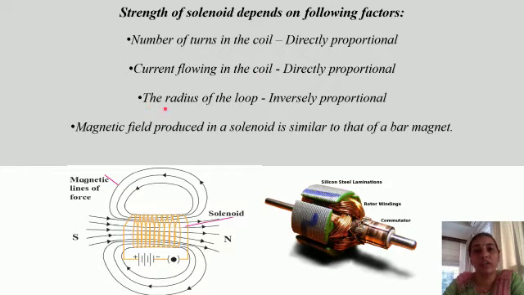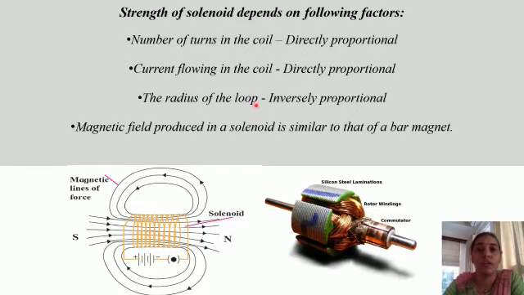The third factor, the radius of the loop. How is it related? Inversely proportional. So the magnetic field is inversely proportional to the radius of the loop. The smaller the radius of the loop or the coil, the stronger will be the magnetic field.